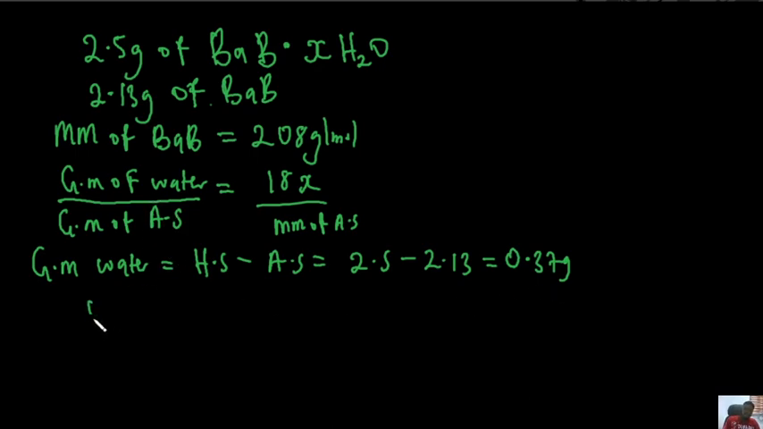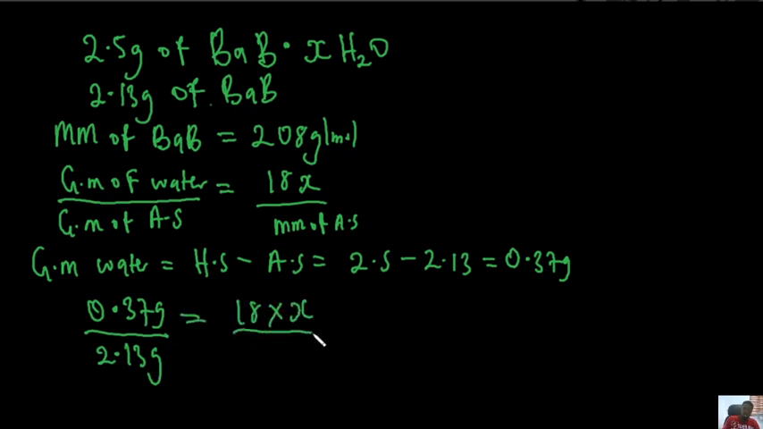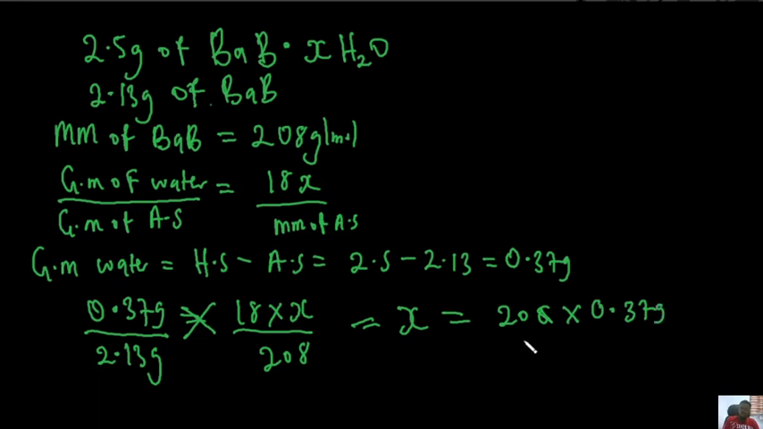So let's now put our values. The given mass of water is 0.37 gram. The given mass of the anhydrous salt, according to the question, is 2.13 gram. And this is going to be 18 multiplied by X divided by the molar mass of the anhydrous salt, which was given in the question as 208. If you cross multiply, this is now going to be X equals 208 times 0.37 grams divided by 18 times 2.13 grams. That's making X the subject of the formula.